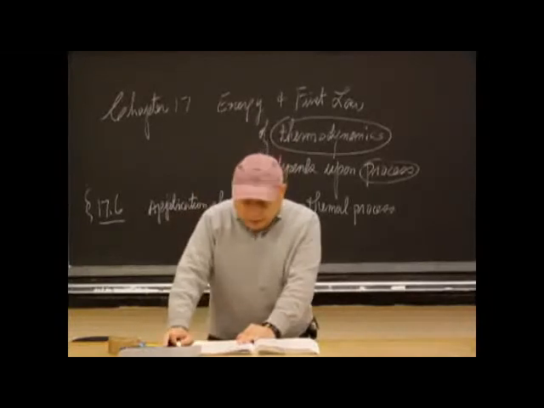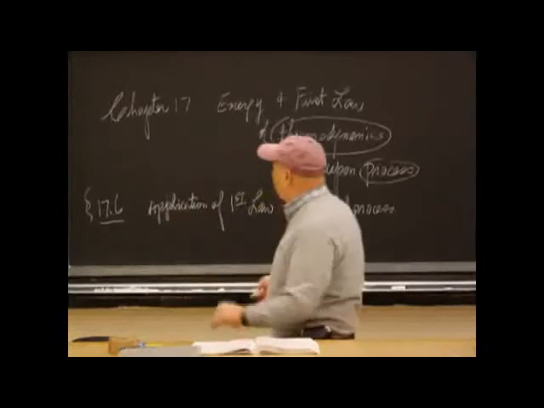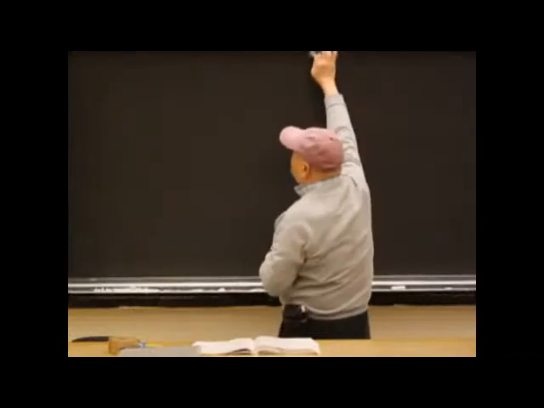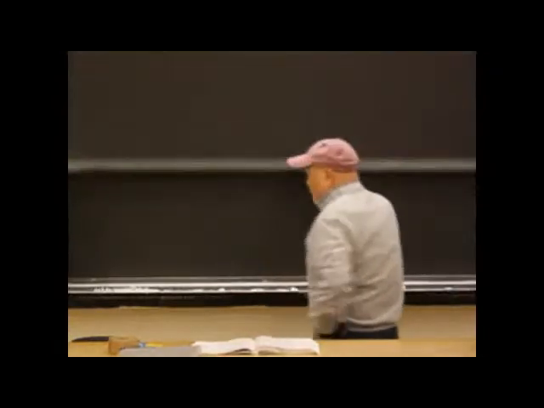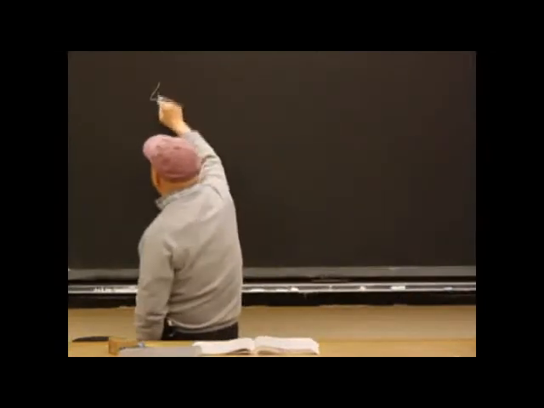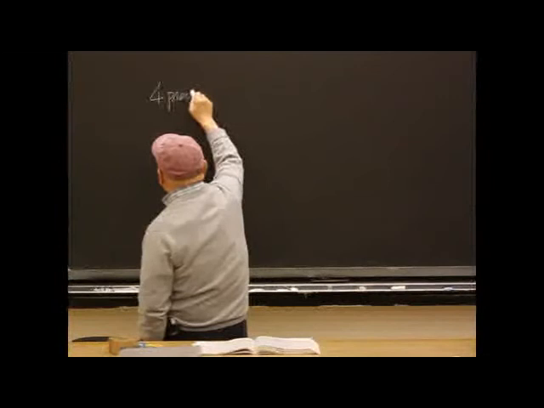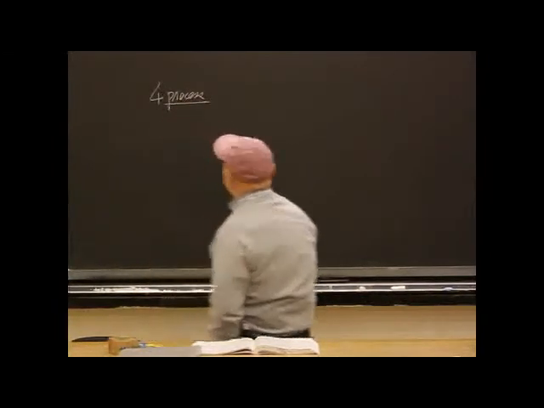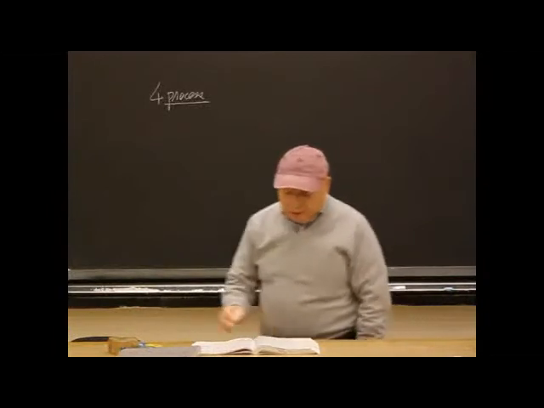Basically, there are 4 processes. When you're doing the work on the PV diagram, you have 4 different methods. They call them 4 thermal processes.